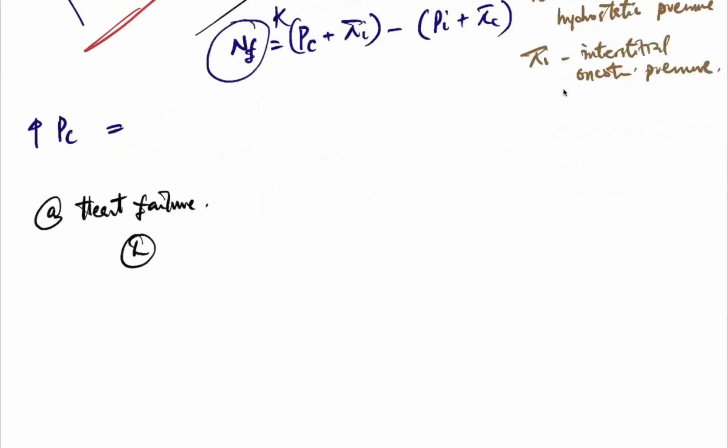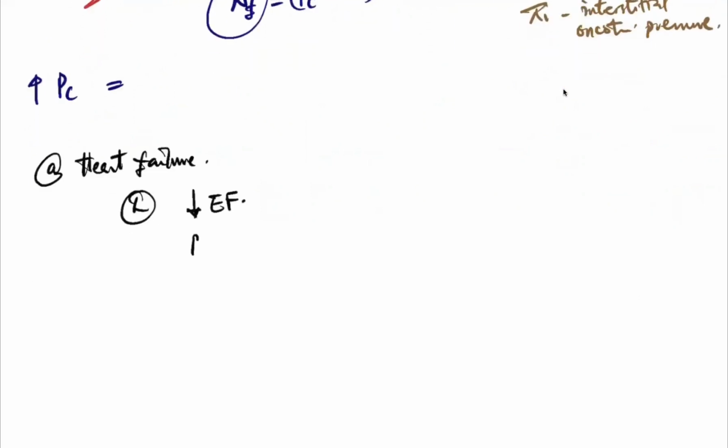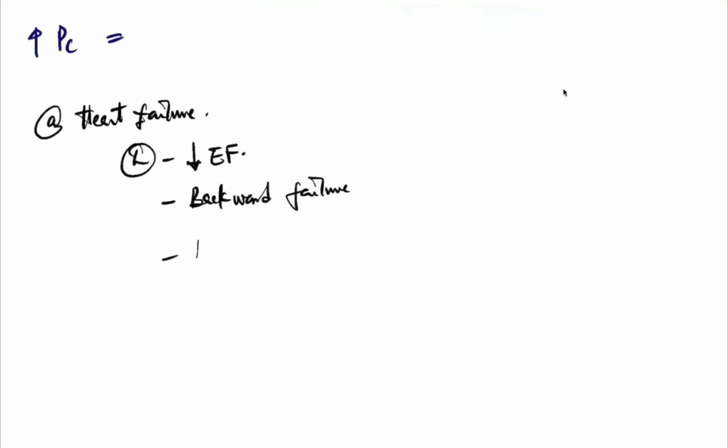The left ventricle stops beating, ejection fraction goes down, right? The heart is not working properly. And then there is backward failure, or backup of blood. Backup of blood into what part of the body? Into the lungs, right? Now you're going to have increased capillary hydrostatic pressure within the pulmonary vessels.